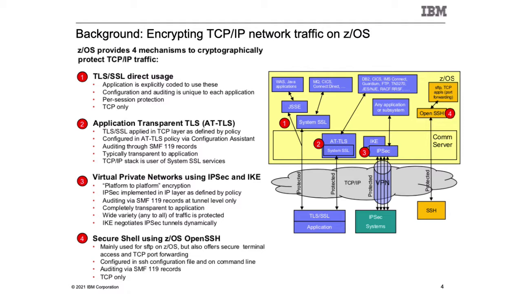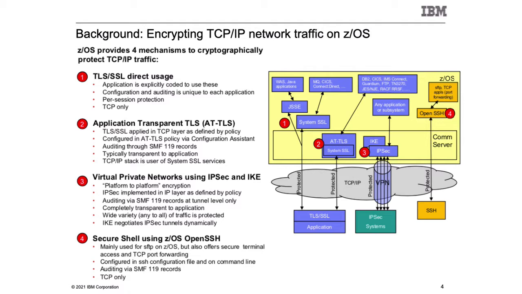IPsec protects traffic at the Communications Server IP layer. So any application above the Communications Server IP layer can be protected by IPsec, and of course that's pretty much every application. Whereas paths 1 and 2 are TLS and therefore TCP-only mechanisms, IPsec protects TCP traffic and non-TCP traffic.